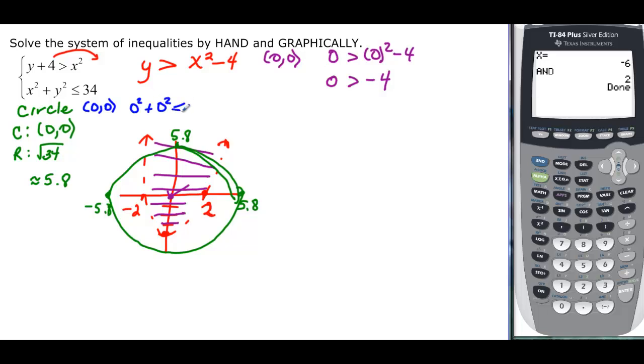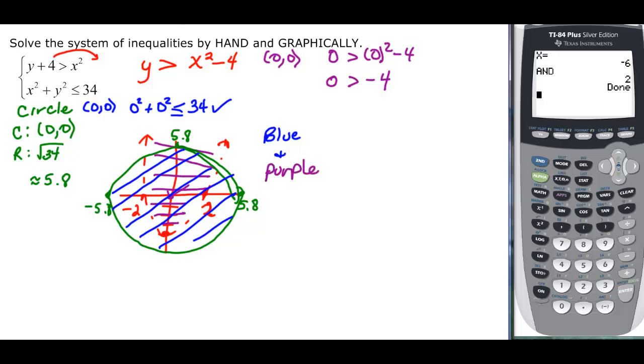Is that less than or equal to 34? And it is. So that means I want to include that (0, 0). So I want to graph everything inside this circle. So my final solution is everywhere that I have blue and purple, I will be able to have a final graph of that, all colored in black.